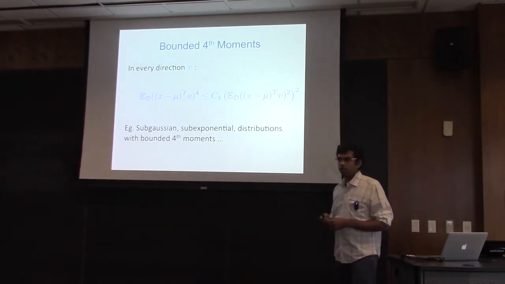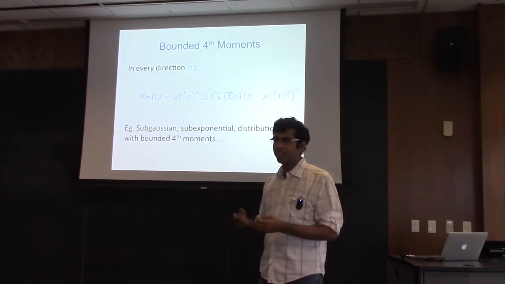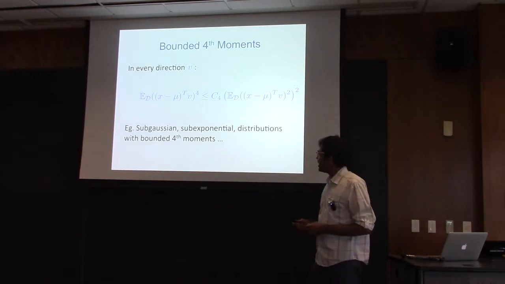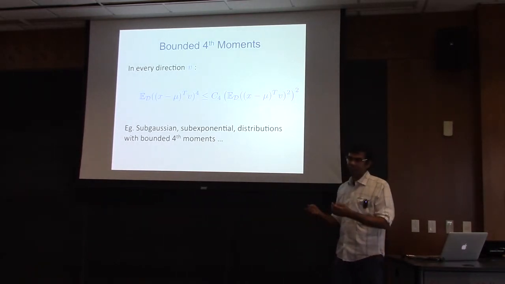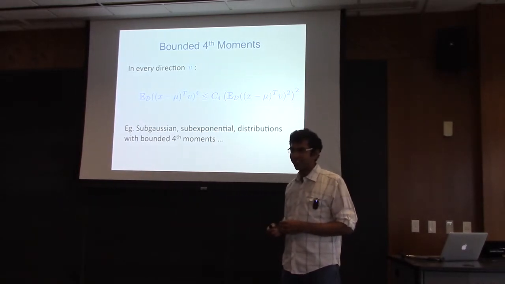So how about Cauchy? Cauchy doesn't fall under this because it doesn't even have a second moment. You can still ask for the mean, but you can't do robust mean from our algorithm.